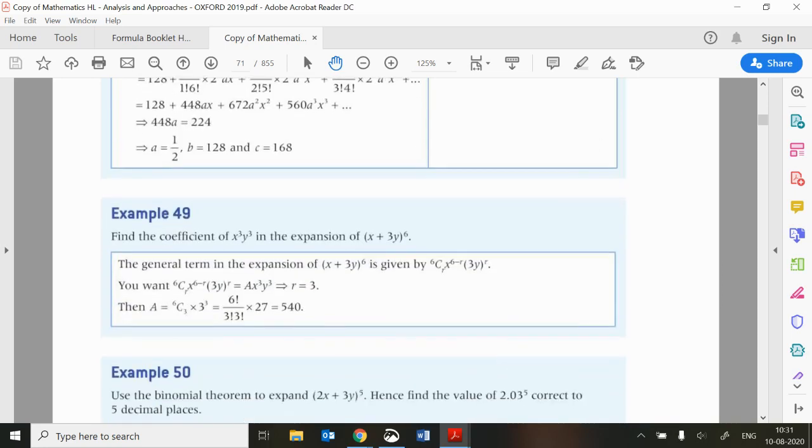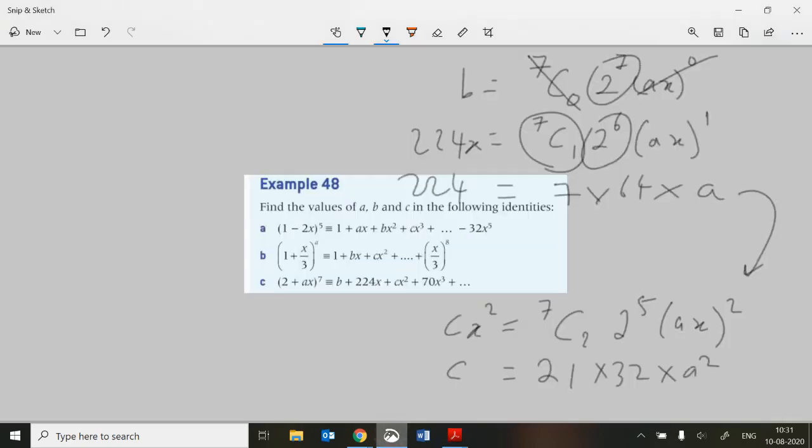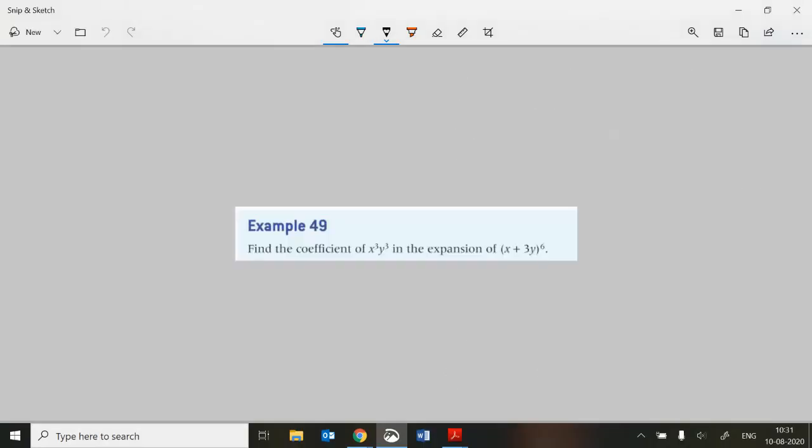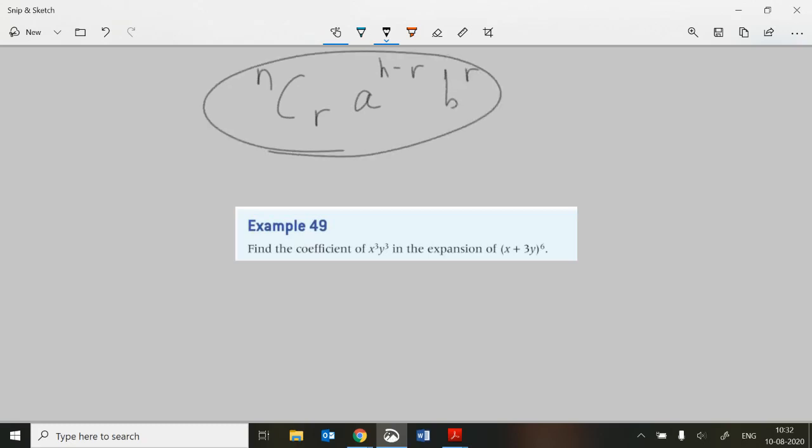Okay, right, example 49. So let's do this one. It says find the coefficient of x cubed, y cubed in this expansion. Well, actually that seems to be a simpler question from my point of view, because we still just can use this nCr, a to the power of n minus r, and b to the power of r. This is the thing that you need to remember. We're using it every single time in every single question. Either we're using it in every term, or we're using it for the particular term that they care about.